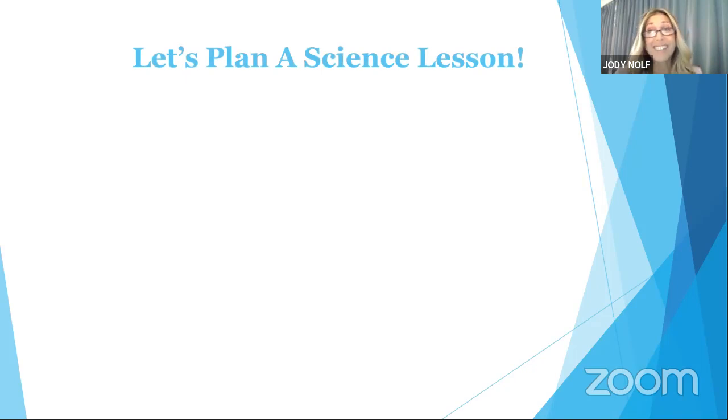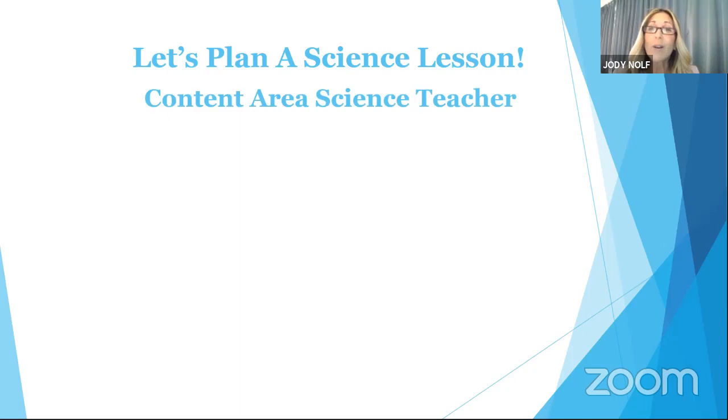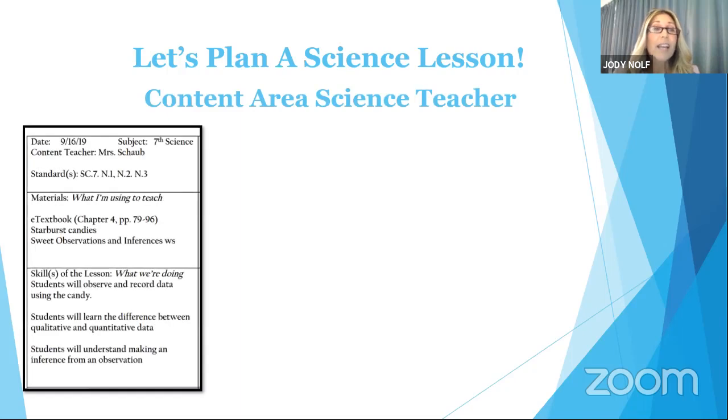So let's plan a science lesson. Let's look at this. We have our content area science teacher. And the first part of the column shows the materials. And this is a very fun lesson. It's very interactive. It's called Sweet Observations and Inferences. Those are academic terms. And I want to talk about that in just a minute.